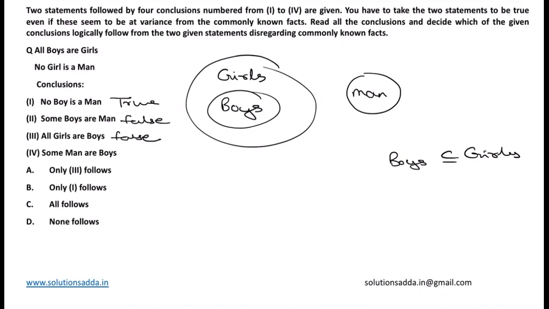Some men are boys. Since all boys are girls and there is no direct relation between girls and men, therefore some men are boys is also not a possible situation. Therefore it is also a false conclusion. Hence only the first conclusion follows, that is no boy is a man, and therefore option B is the correct answer for this question.